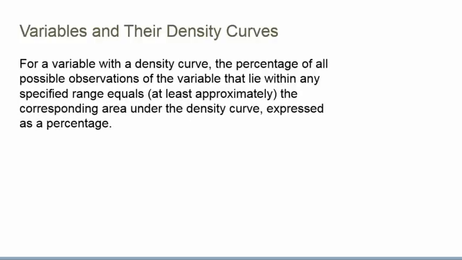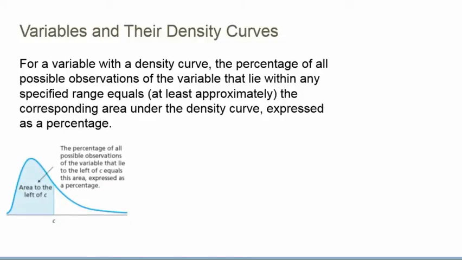Variables and their density curves. For a variable with a density curve, the percentage of all possible observations of the variable that lie within any specified range equals, at least approximately, the corresponding area under the density curve, expressed as a percentage.